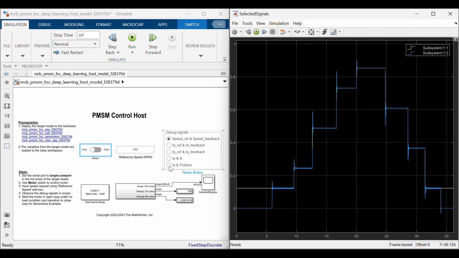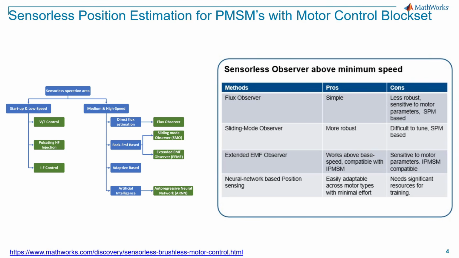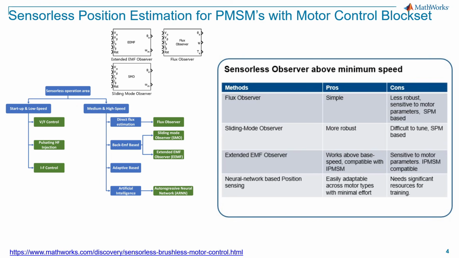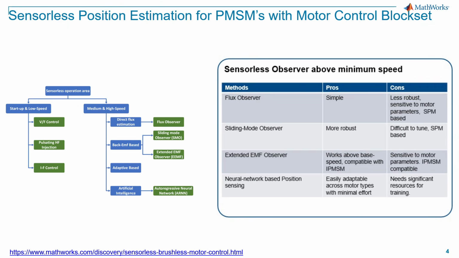And that is where Motor Control Blockset comes to your help. So Motor Control Blockset provides pre-built blocks for achieving sensorless control as shown here. And this includes popular techniques like flux observer, sliding mode observer, extended EMF observer, as well as the AI-based virtual sensor, which we will go through with this video. All these sensors which we can see here are basically effective for the medium to high speed operation of PMSMs.